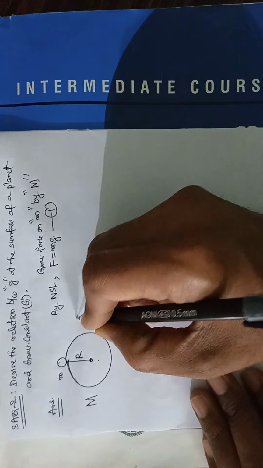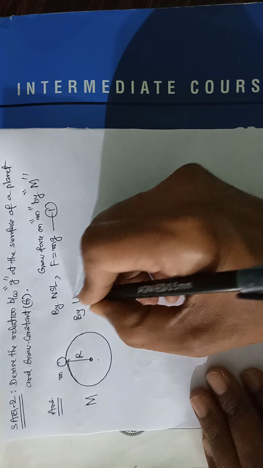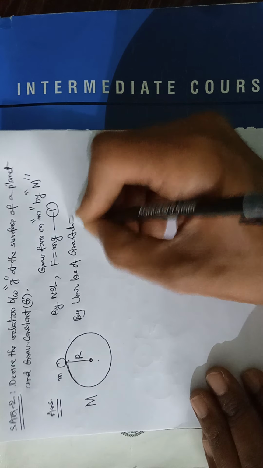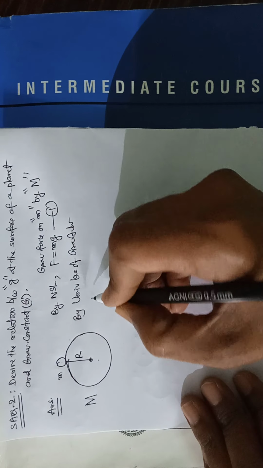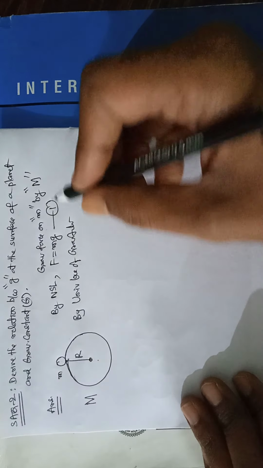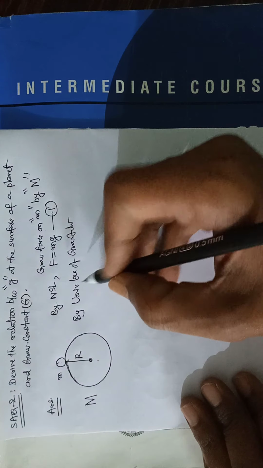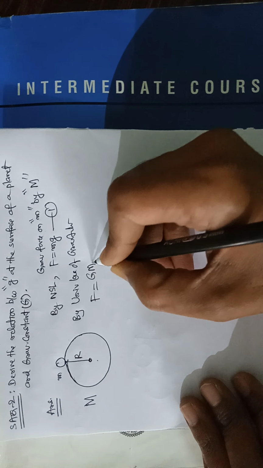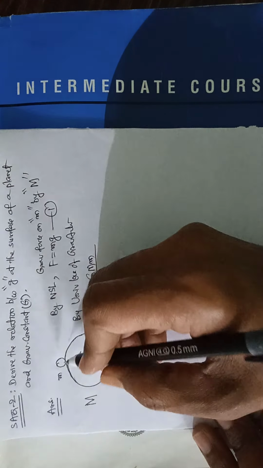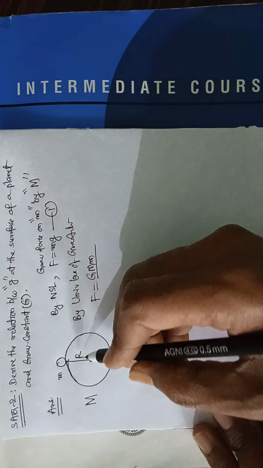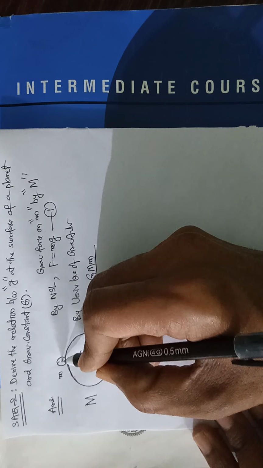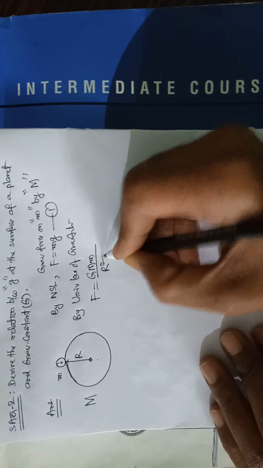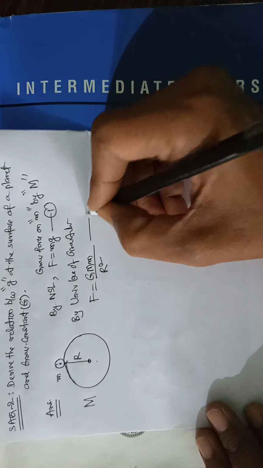Now, by universal law of gravitation, the gravitational force is capital G capital M small m by the distance between this and this, capital R, because this is negligible, from here to here, R square. This is the second equation.